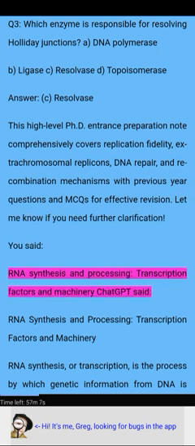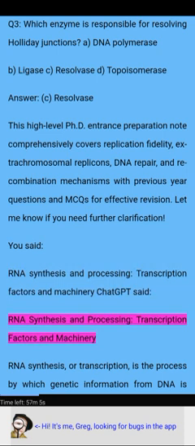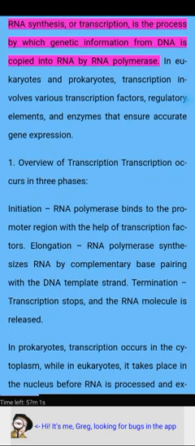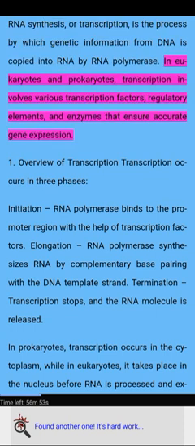RNA synthesis and processing, transcription factors and machinery. RNA synthesis, or transcription, is the process by which genetic information from DNA is copied into RNA by RNA polymerase. In eukaryotes and prokaryotes, transcription involves various transcription factors, regulatory elements, and enzymes that ensure accurate gene expression.